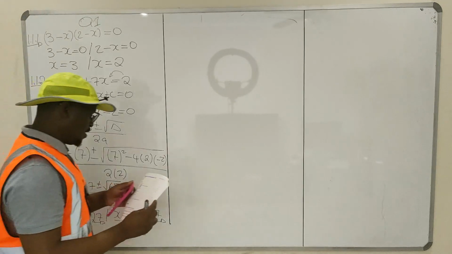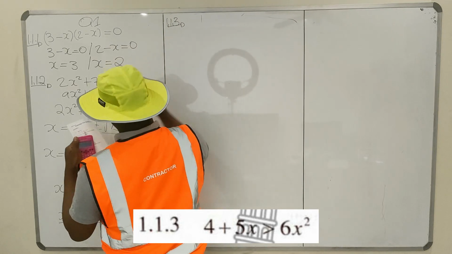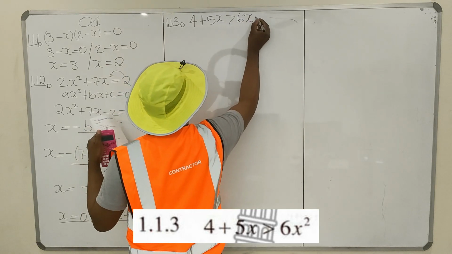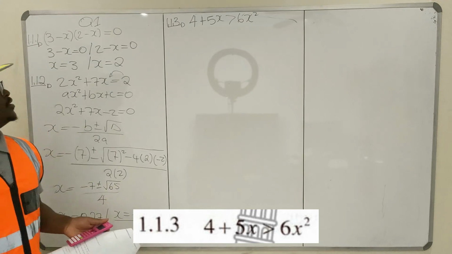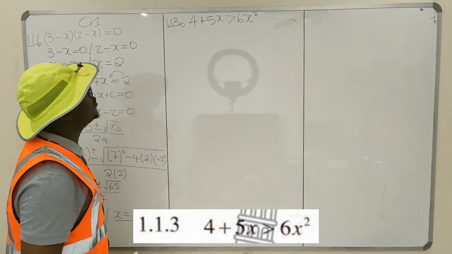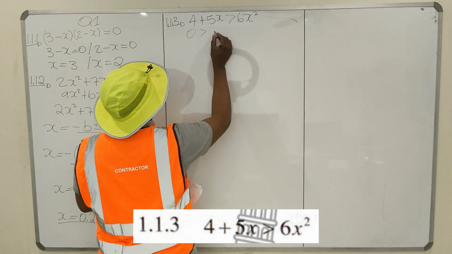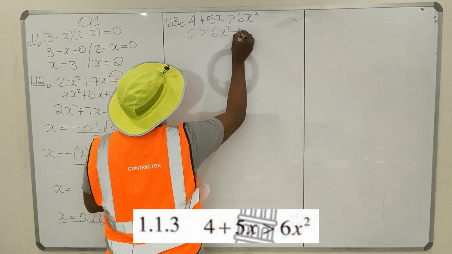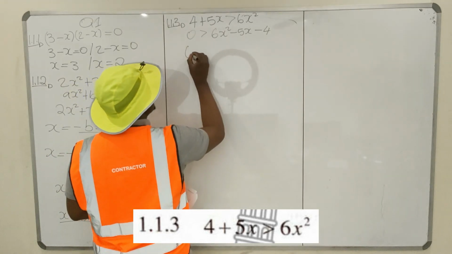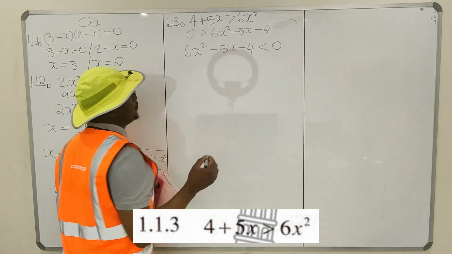So we move to the next one, 1.1.3. It says 4 plus 5x is greater than 6x squared. So this is what we have: 4 plus 5x is greater than 6x squared. We transpose this to the right-hand side. So you have 0 is greater than 6x squared minus 5x minus 4. If you write it in a nicer way, it's 6x squared minus 5x minus 4 is less than 0.